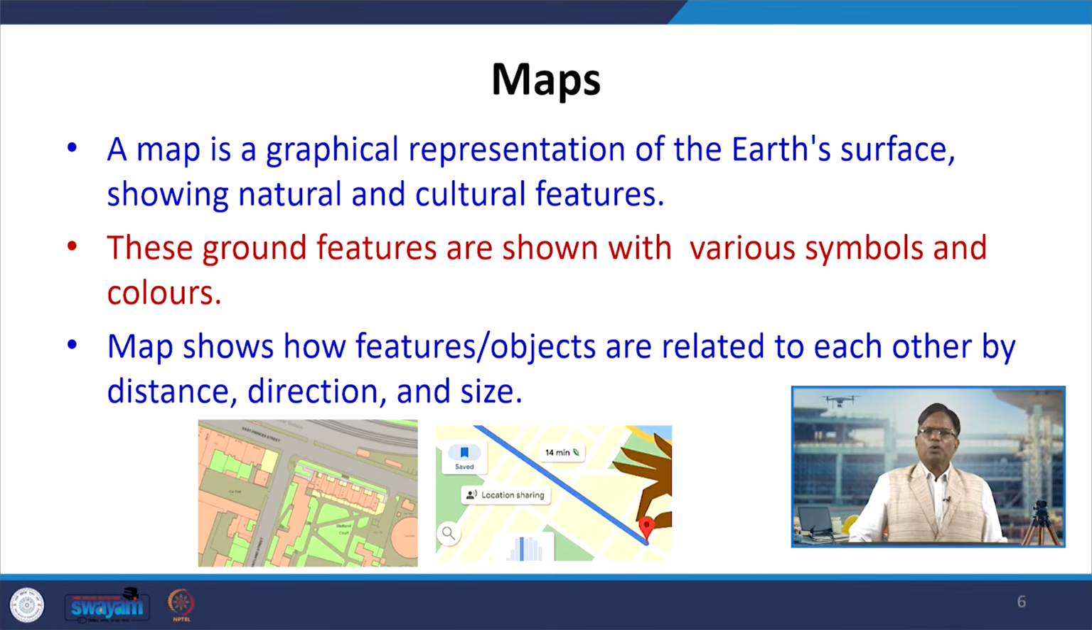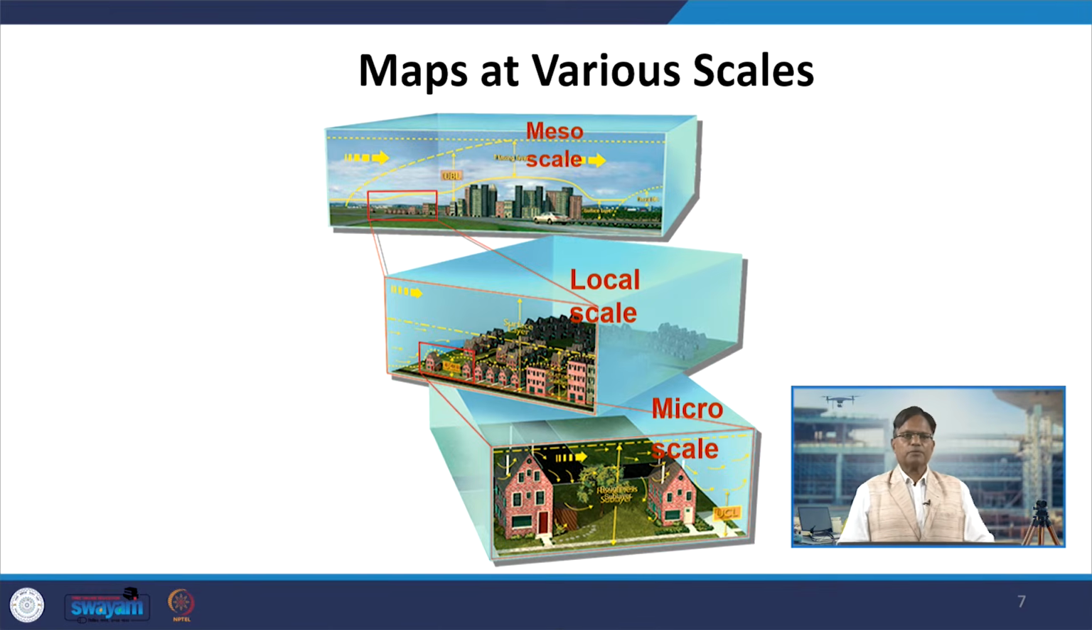A map will show how features and objects are related to each other in terms of direction, coordinates, distance and size. There could be different types of maps. You must have heard about topographical maps, which are very popular in civil engineering, but there are other kinds of maps also, like world map, physical map, and so on.